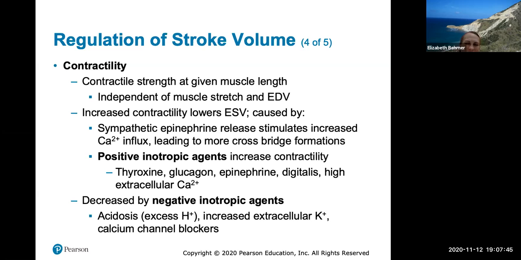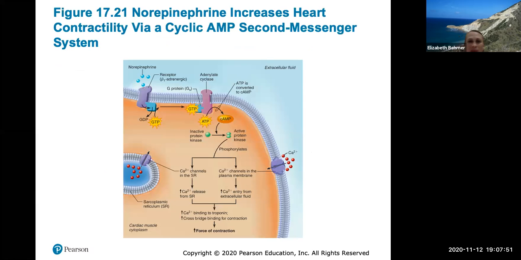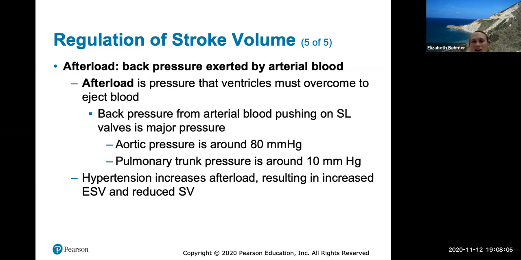Positive and negative inotropic agents you don't need to know. Contractility is just the contractile strength of the muscle. I won't have you learn how norepinephrine increases heart contractility. It uses a second messenger, cyclic AMP, but you should know that norepinephrine does increase heart contraction. That's your adrenaline.